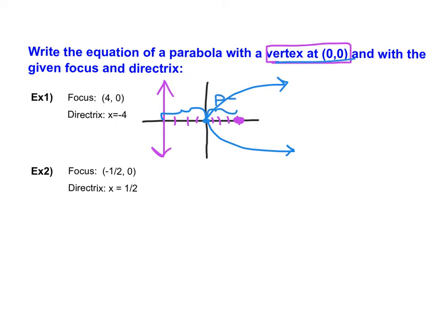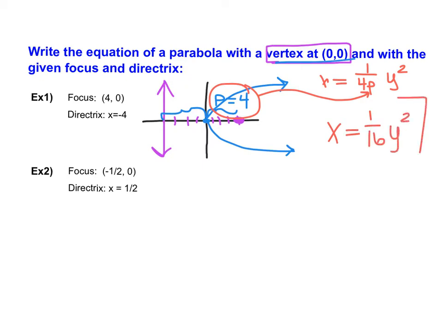We can see that the p value is equal to 4 because the focus and the directrix are both 4 units away. Now because this parabola is opening to the right towards the positive numbers, p is going to remain a positive 4. So now to write my equation, remember it's just x equals 1 over 4p times y squared. In this case I can see that p is 4. So if I substitute 4 in here, I have 4 times 4. So my equation for this parabola becomes x equals 1 over 16 y squared.